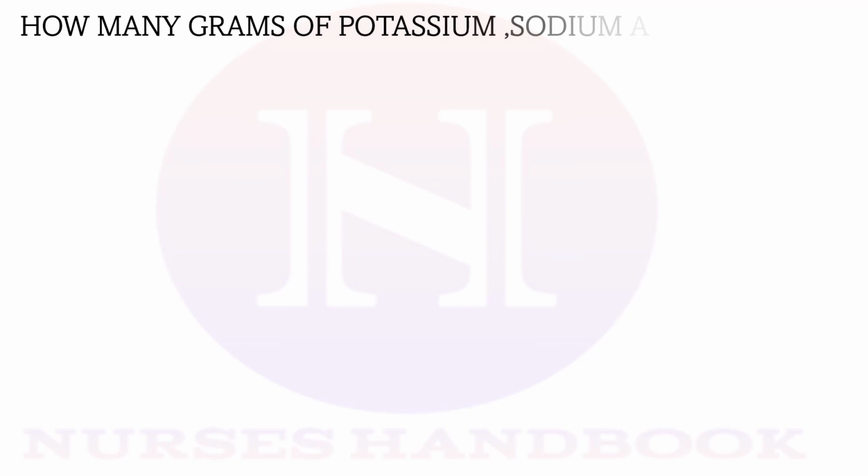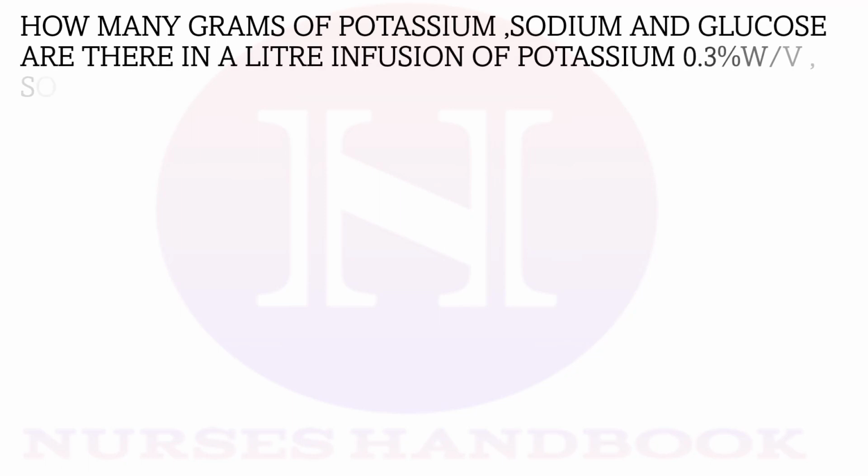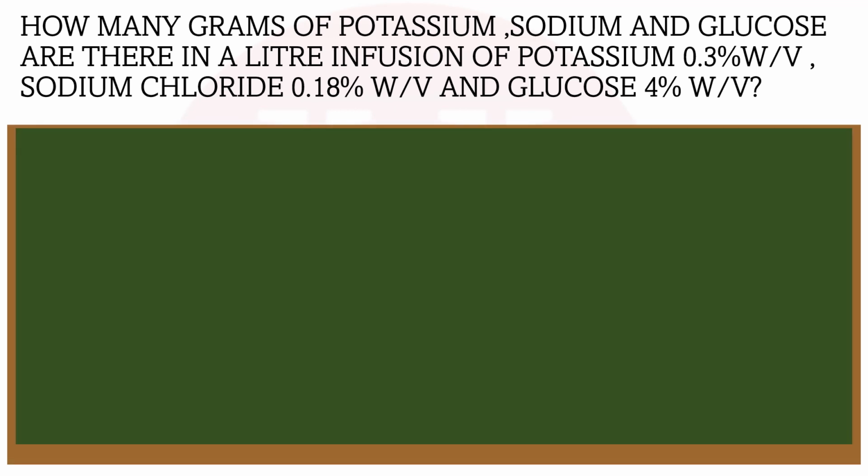Question number 2. How many grams of potassium, sodium and glucose are there in a liter infusion of potassium 0.3% W by V, sodium chloride 0.18% W by V and glucose 4% W by V? So one by one we will be calculating the grams of potassium, sodium and glucose in the infusion. So firstly we will be going with the potassium.